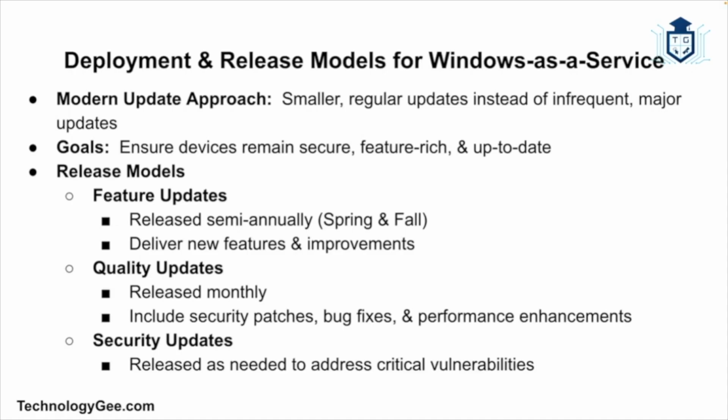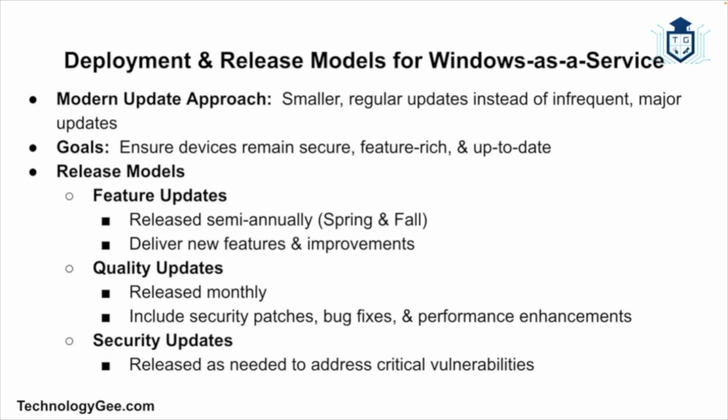Windows as a service is a modern approach to delivering Windows updates and features. Instead of major, infrequent updates, Windows as a service delivers smaller, regular updates to ensure devices remain secure, feature-rich, and up-to-date. So let's talk about release models. Windows as a service uses a structured release cadence to deliver updates. It has feature updates, and these are released semi-annually in the spring and fall. These updates deliver new features and improvements.